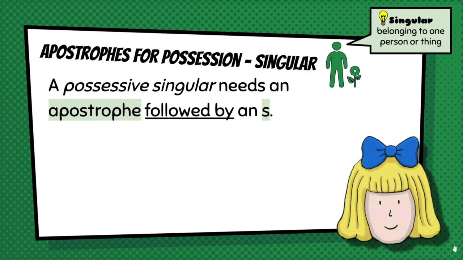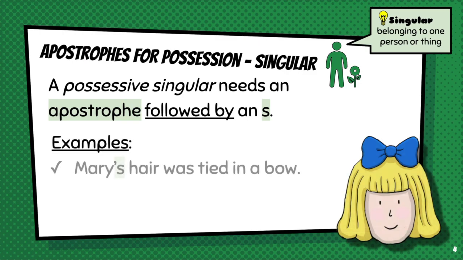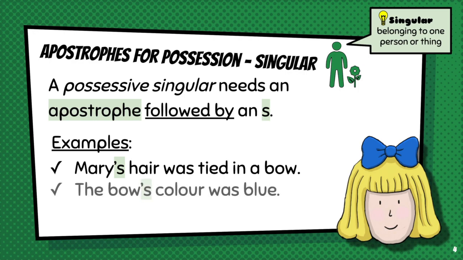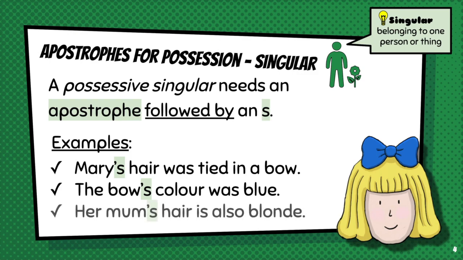So here is Mary, and she's going to give us an example. So we want to show something about Mary's hair, the fact that it's tied in a bow. So here we've taken the word Mary and we've added an apostrophe S to the end to show that the hair belongs to her. We then want to show that the colour blue, in this case, belongs to the bow. So we've added an apostrophe S at the end of bow to show possession there. And then finally, we have her mum's hair is also blonde. Again, showing that her mum possesses or owns the hair. So we've added on that apostrophe S there.